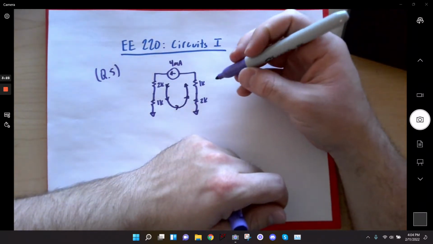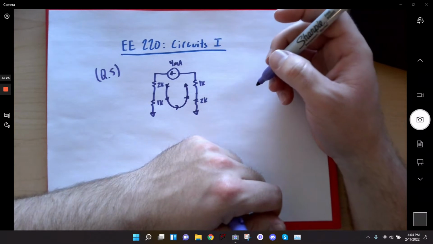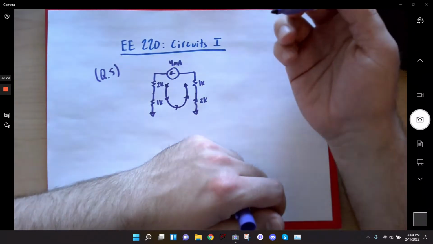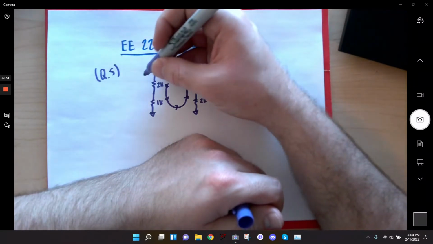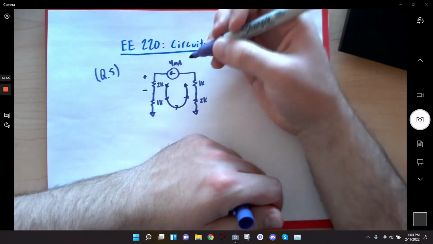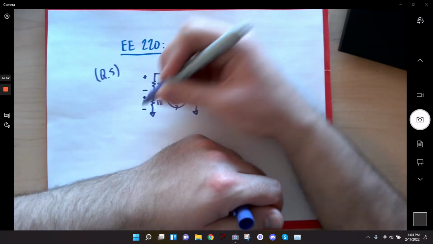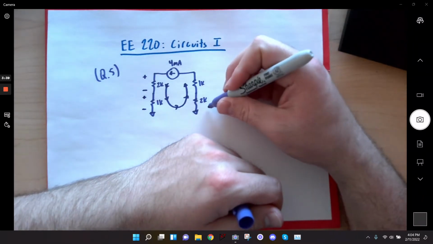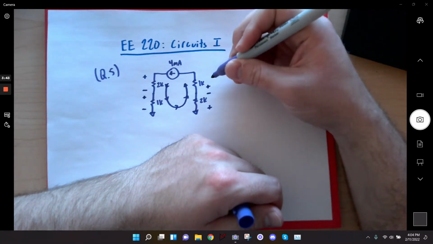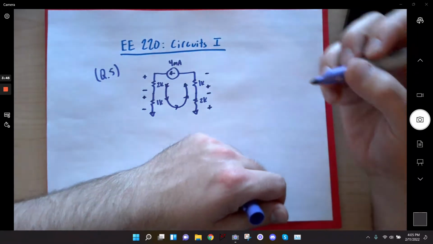So right off the bat, we already know all the voltage drops across all the resistors by just multiplying the current times the resistance. So this one, since we know the current's flowing down, we know we have higher potential here than we do here. And the same thing with this resistor. And then this one's flowing up, so we know we have higher potential there than we do there, and higher potential there than we do there.